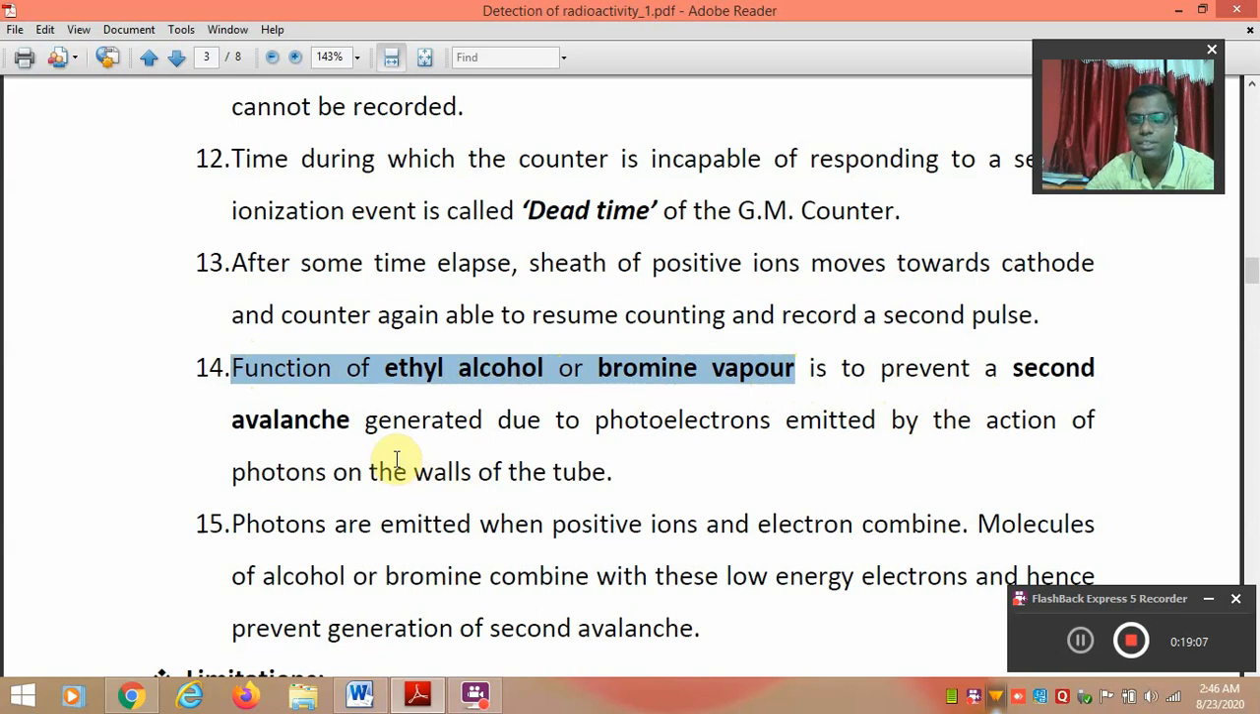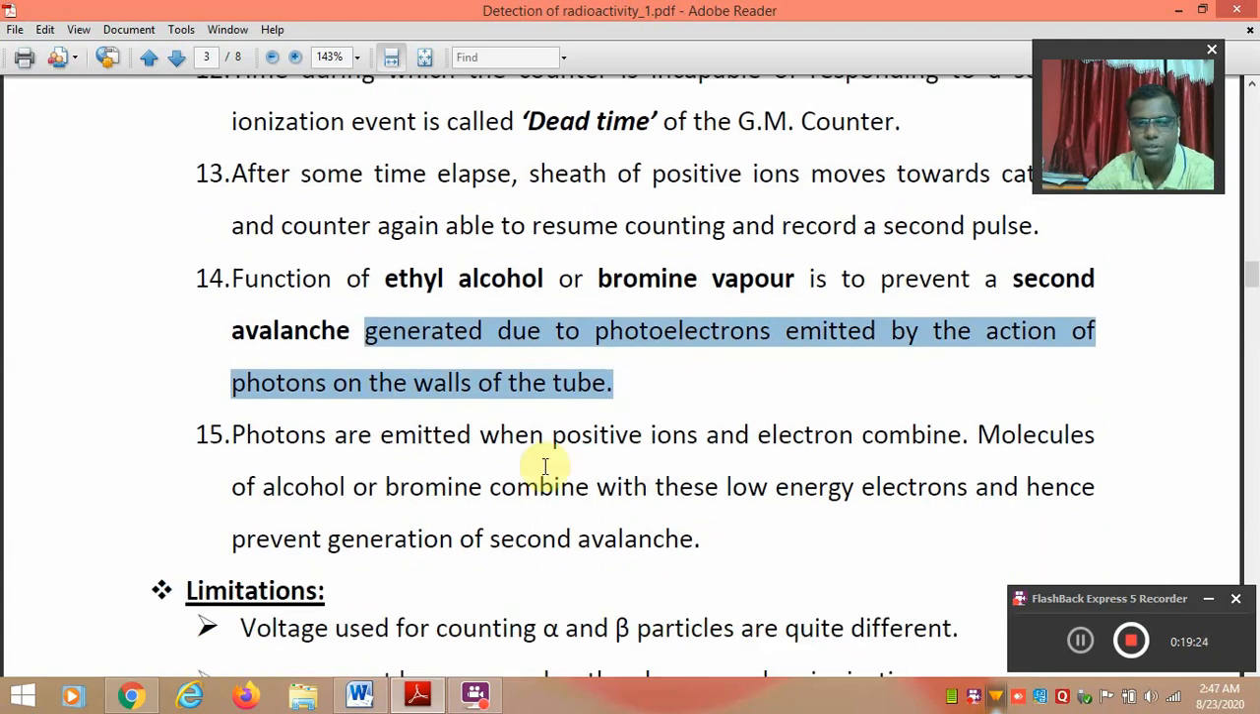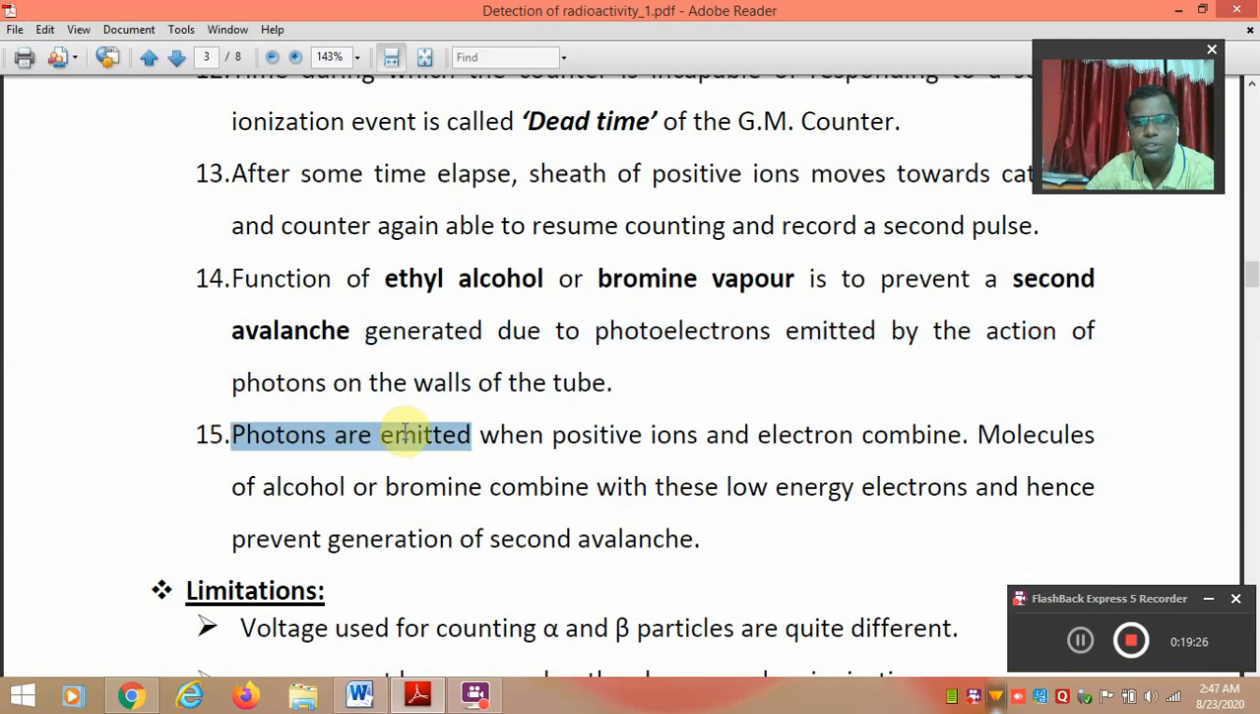What is the second avalanche? That is very important. It is generated due to photoelectrons. Photoelectrons are low energy particles, generated by the action of photons on the walls of the tube. These photoelectrons are responsible for more ionization. These photons are emitted when positive ions and electrons combine.